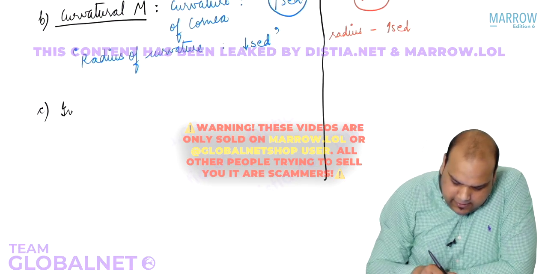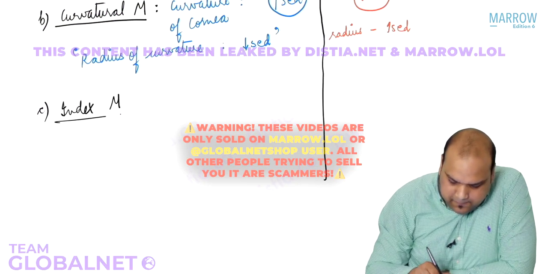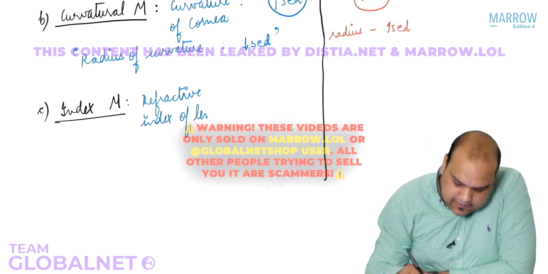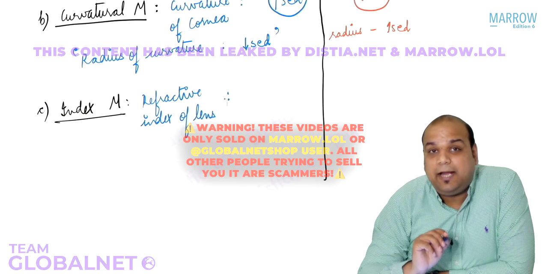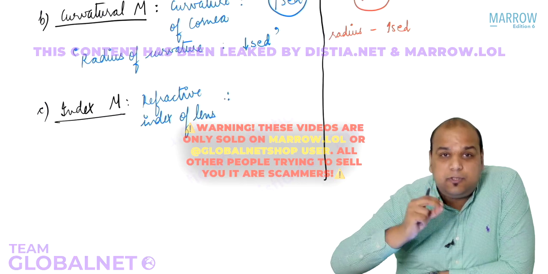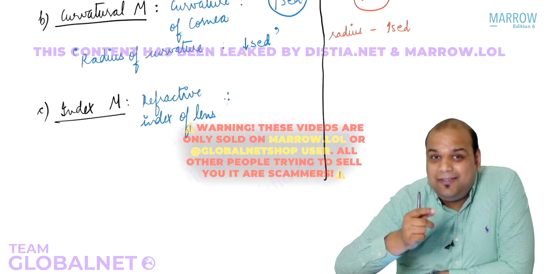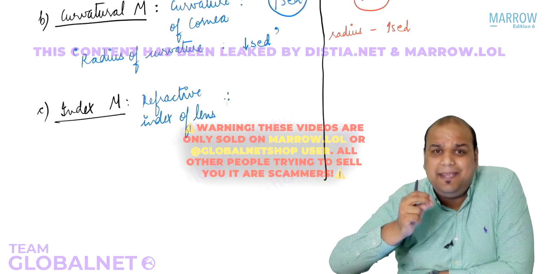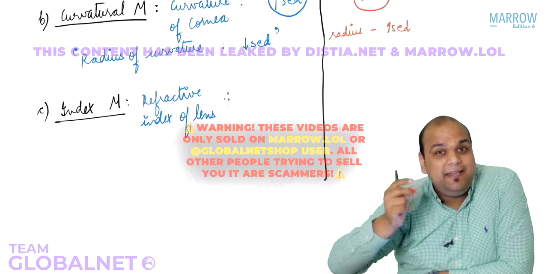I can call it index myopia. Index myopia is based on the refractive index of the lens. This also has been told to us by the listings. When the difference between the refractive index from one medium to another is increased, the power will be increased.